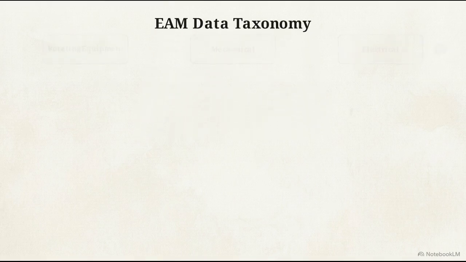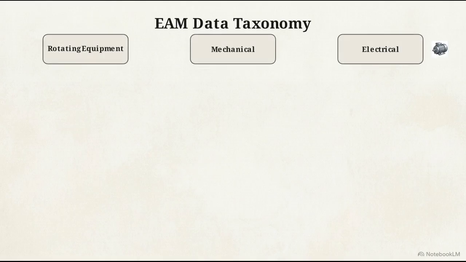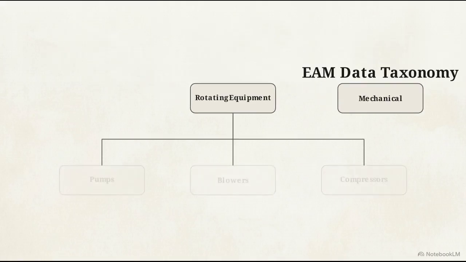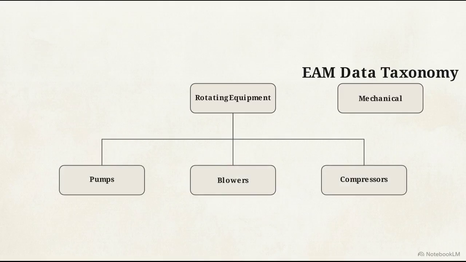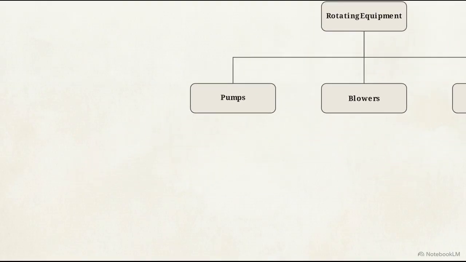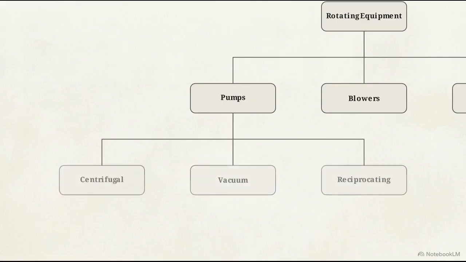Level 1 of the taxonomy is the equipment category, dividing the plant into high-level domains like rotating equipment and electrical. Level 2 is the equipment type, subdividing broad domains into major functional categories like pumps and compressors. Level 3 is the equipment class, grouping assets by specific operational features. Pumps separate into centrifugal, vacuum, or reciprocating configurations.